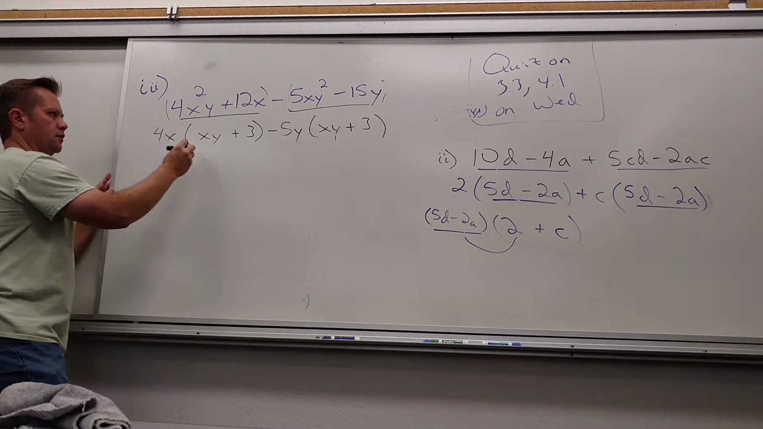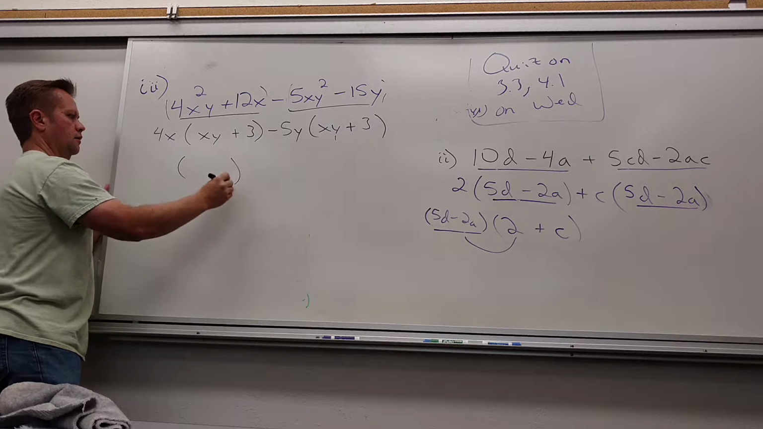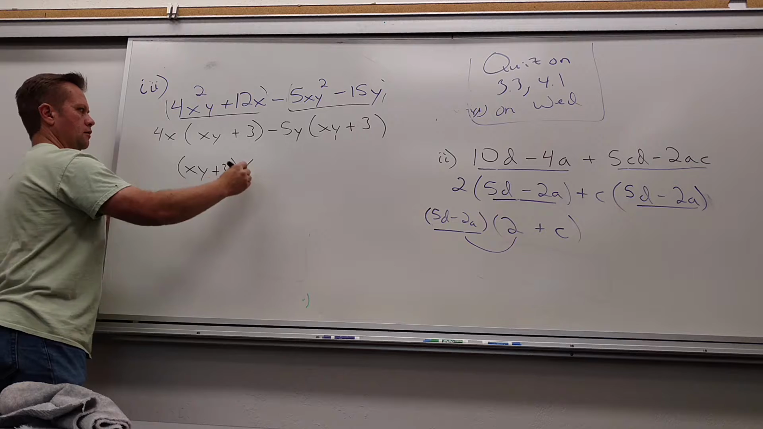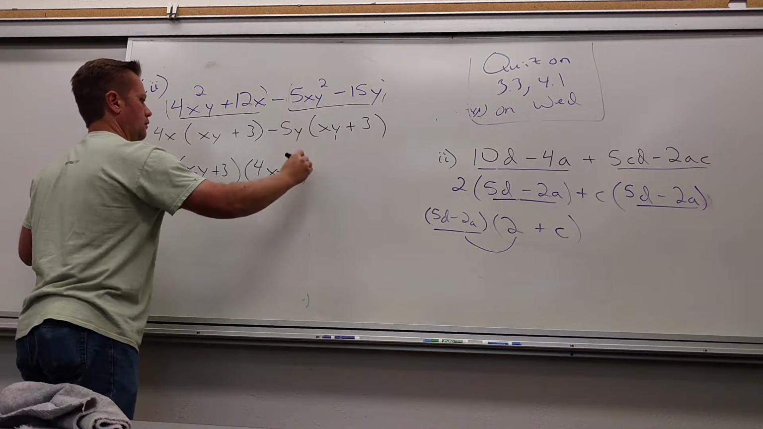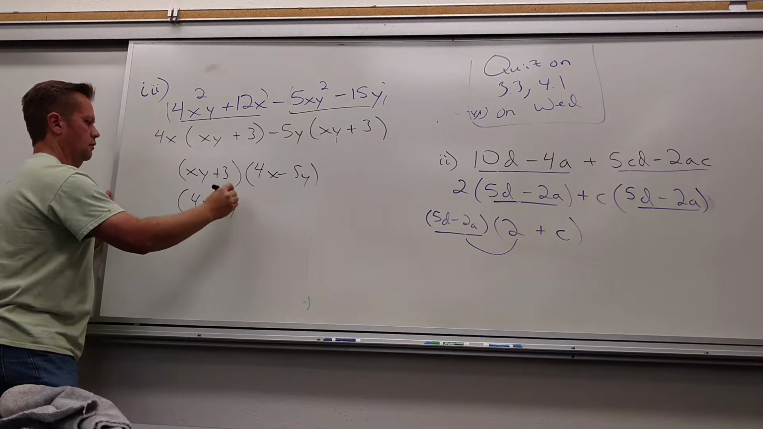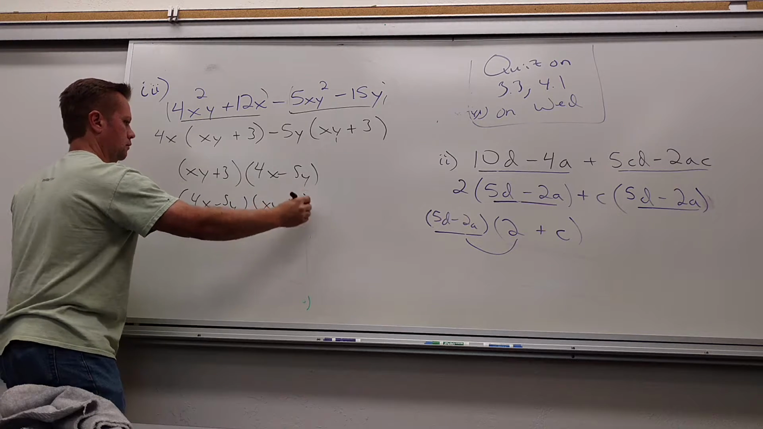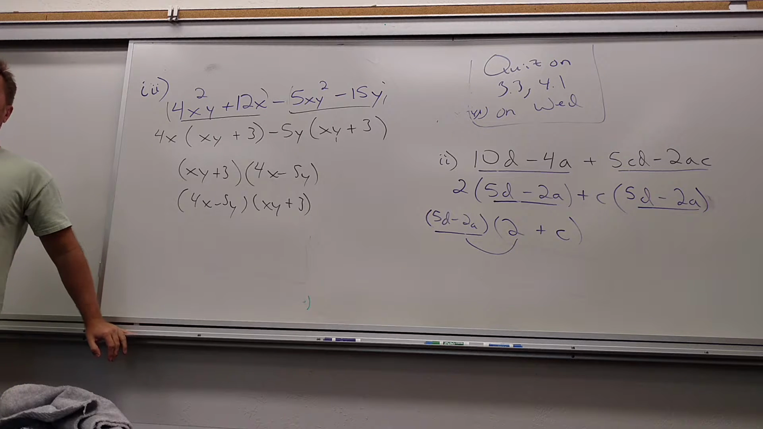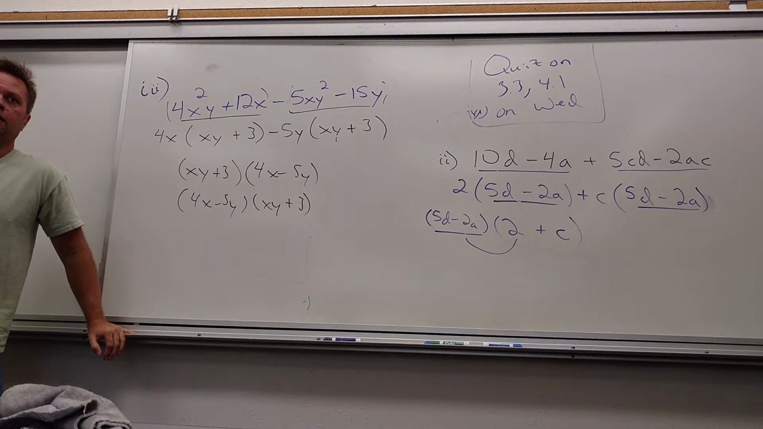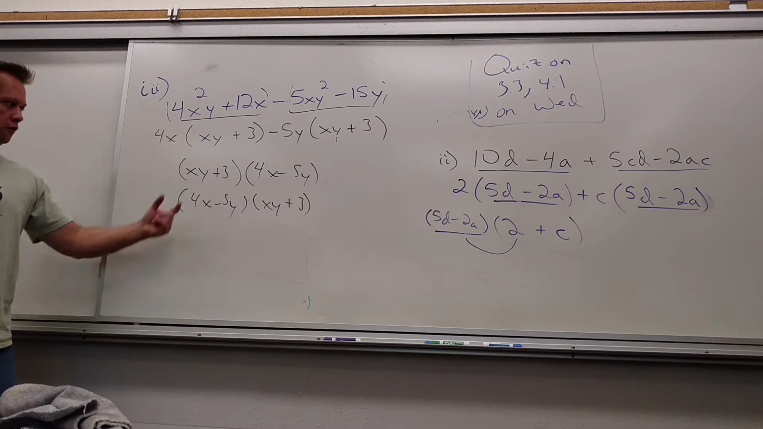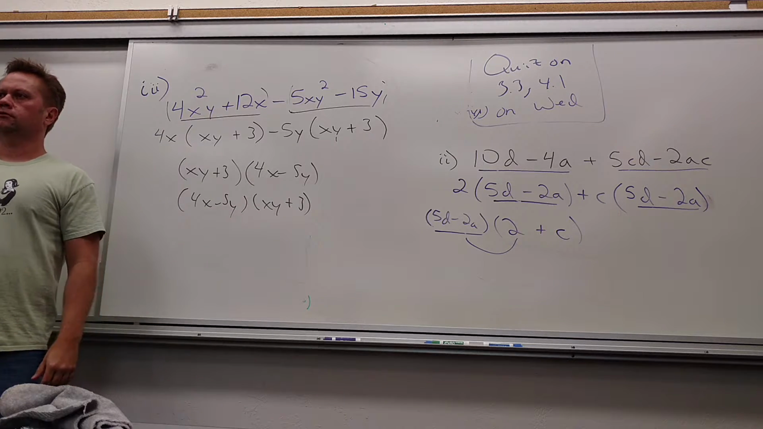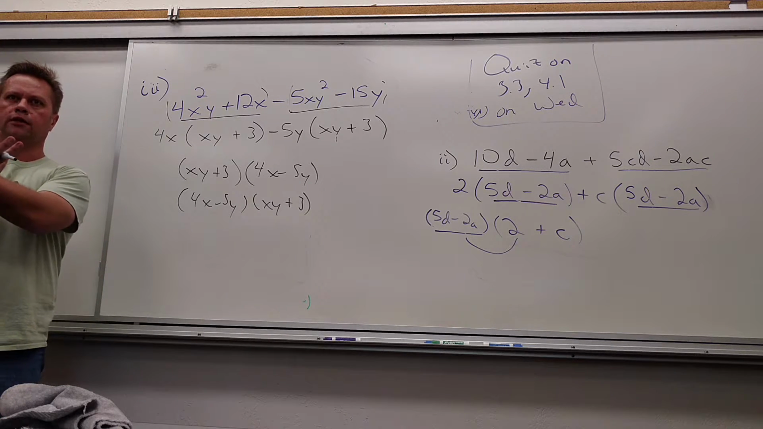So what's that last step here? xy plus 3, and then 4x minus 5y. Now, if you put this, is it the same thing? Yeah. Because if you tell me that 5 times 7 is not the same as 7 times 5, I'm going to look at you funny for a little while. So, of course, this number times that number is the same as that number times this number. So it doesn't matter which way you put the factors at the end.